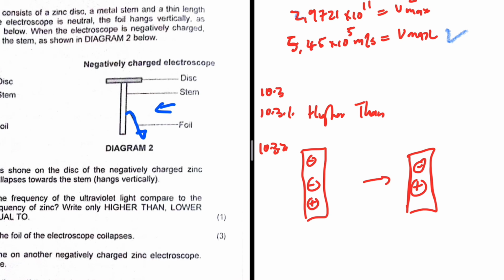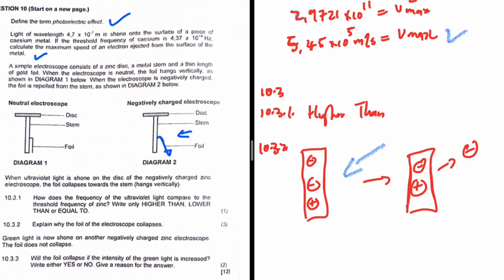That is because light of suitable frequency has been shone and then an electron has been ejected. So that is how we know that ultraviolet light has a frequency that is higher than the threshold, because electrons have been ejected. That is why it is no longer negatively charged and now it is neutral and the foil is falling back.